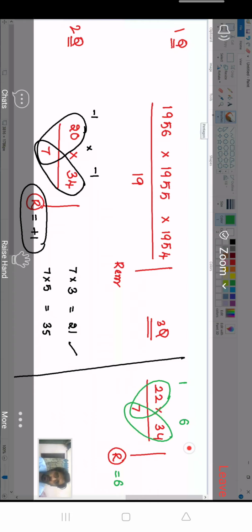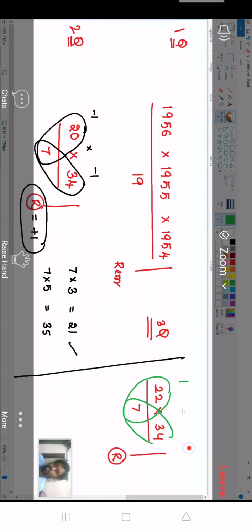If I want to go with the negative remainder concept, you can just observe 22 by 7. What is the remainder in this case? I can say 22 is going to be 1 more than 21. 34 means 7 5s are 35, you will get a remainder as -1. What is 1 into -1? You will get overall remainder as -1.